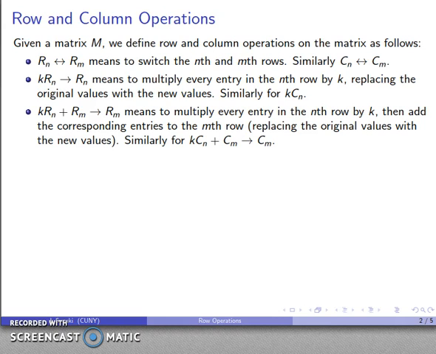And then finally, we can do something a little bit more complicated, kRn plus Rm to Rm. I'm going to take the nth row, multiply it by k, add it to the mth row, and drop all of the new values back into the mth row. So my old mth row has disappeared. And again, similarly, we can do the same thing for columns.